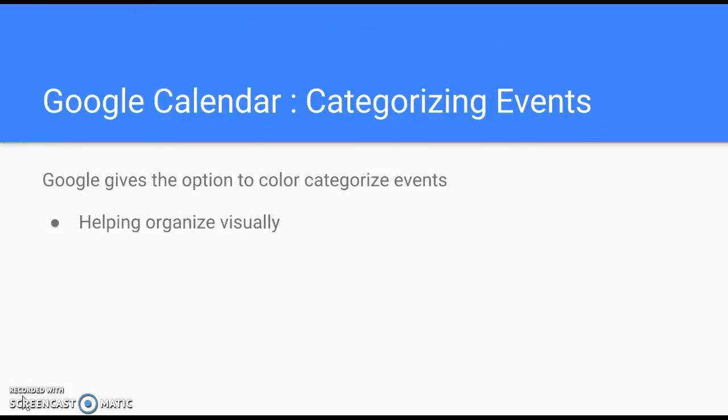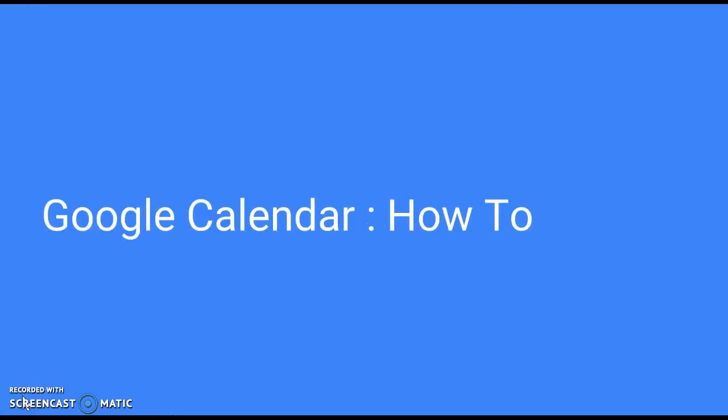Google Calendar gives you the option to color categorize different events, which is very nice to visually organize what you have going on in the future. Outlook Calendar also has those same availabilities. So I wanted to take a minute to walk you through how to create a Google Calendar as well as create an event.